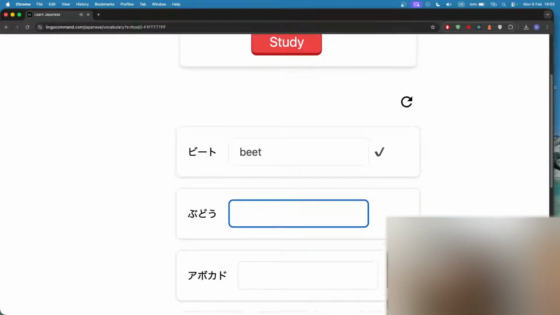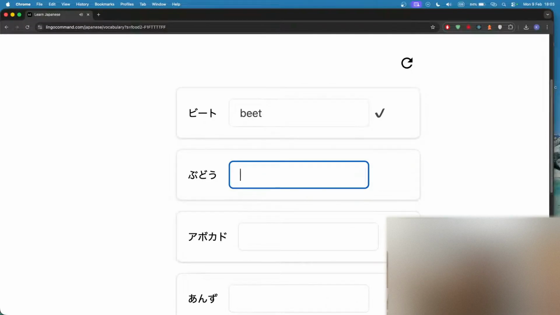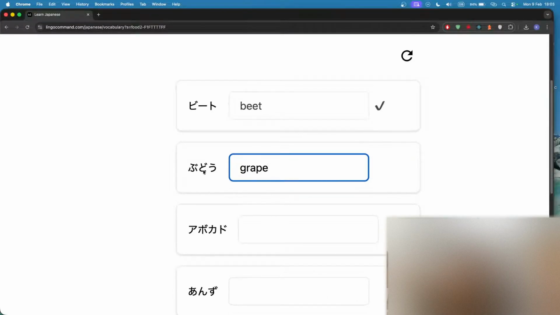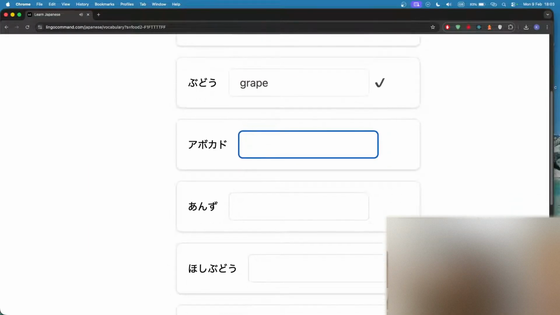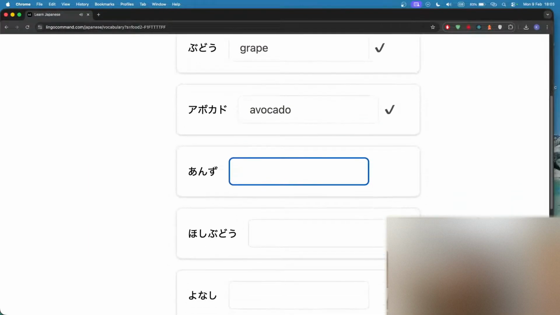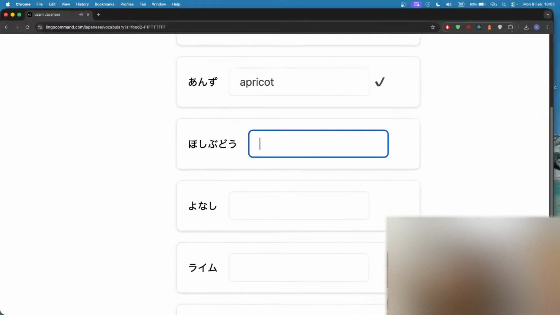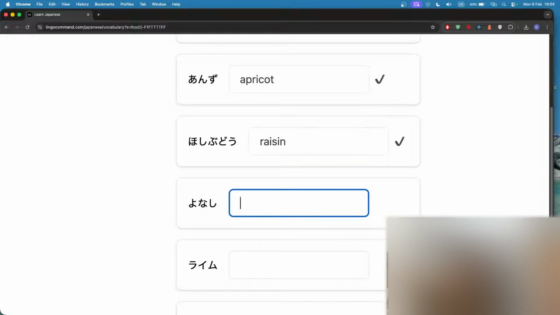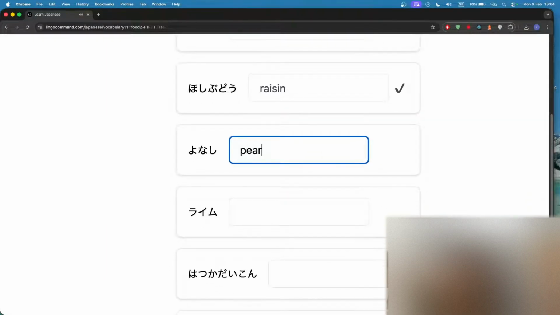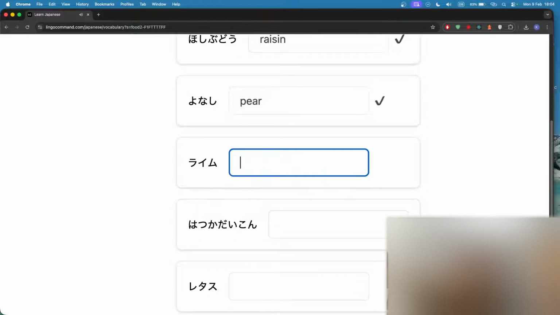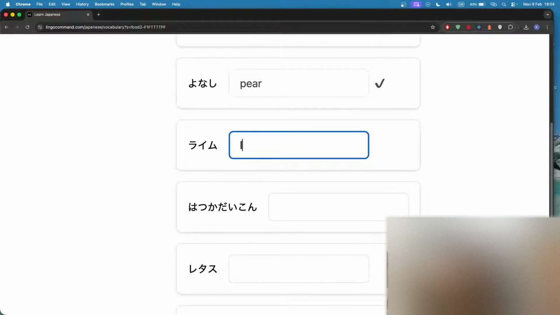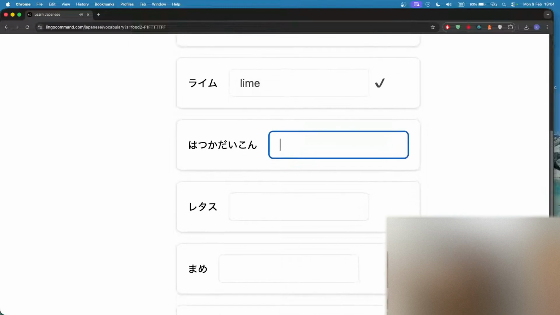So, beet is beet. Budou is grape. Avocado is avocado. Anzu is apricot. Hoshibudou. So budou means grape. Hoshibudou means raisin. Yonashi is pear. That's the one that we got wrong earlier. And then this is raimu. Raimu is a lime. It's katakana.